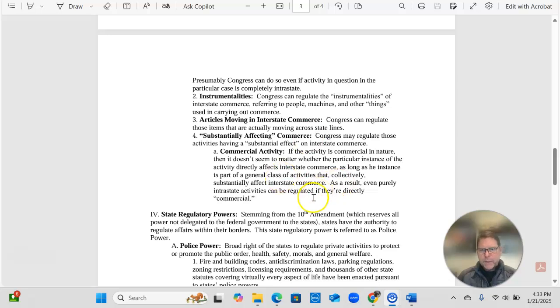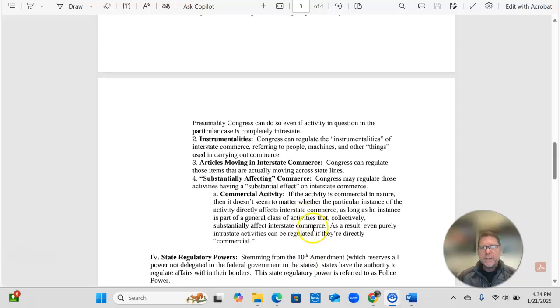It's a bad argument. What the Supreme Court said is Congress may regulate those activities having a substantial effect on interstate commerce. If the activity is commercial in nature, then it doesn't seem to matter whether the particular instance of the activity directly affects interstate commerce, as long as they can show an instance is part of a general class of activities that collectively would affect interstate commerce substantially. In the aggregate, if a bunch of small actors did it.